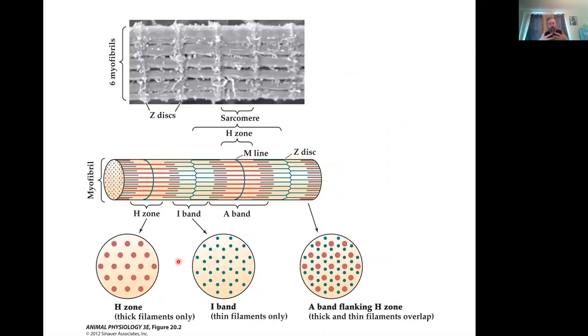And beyond kind of that relationship, they're also set up such that every thick filament here in this orange color, right, is surrounded by 6 thin filaments.